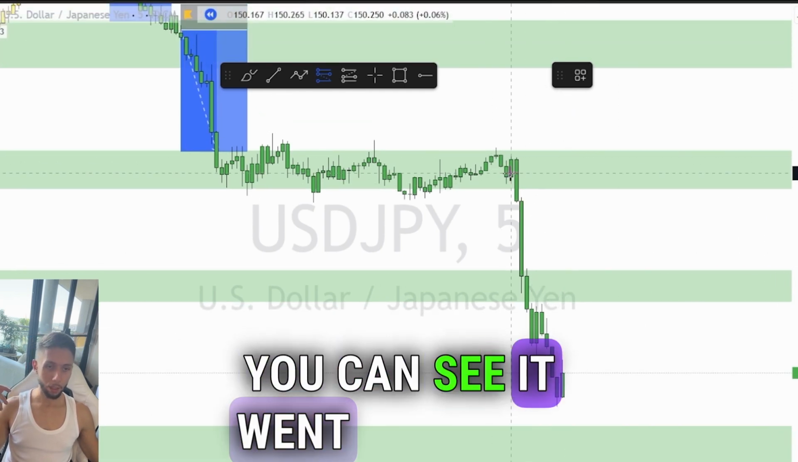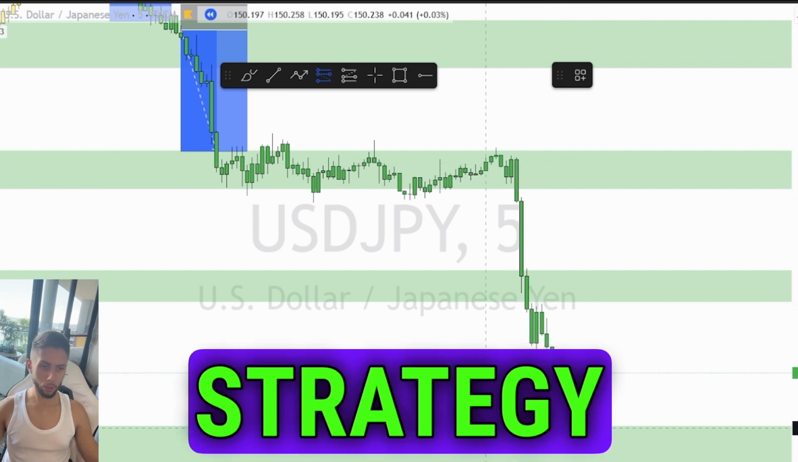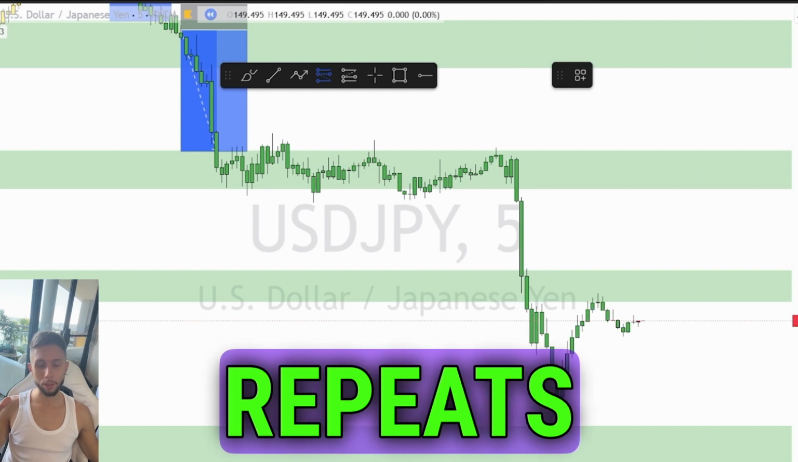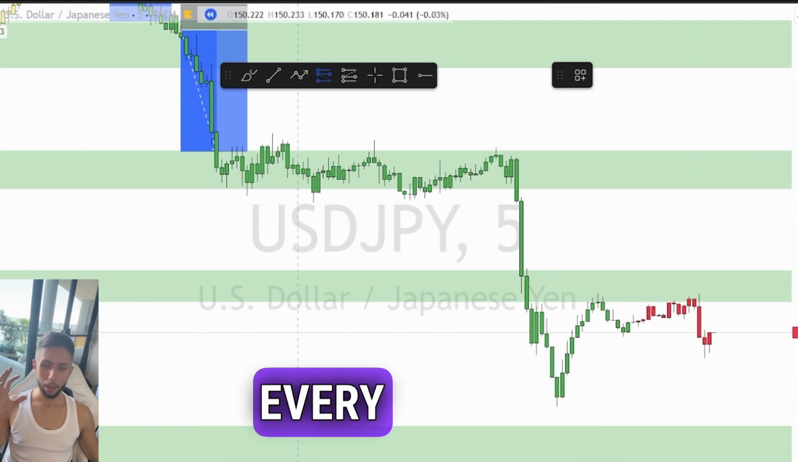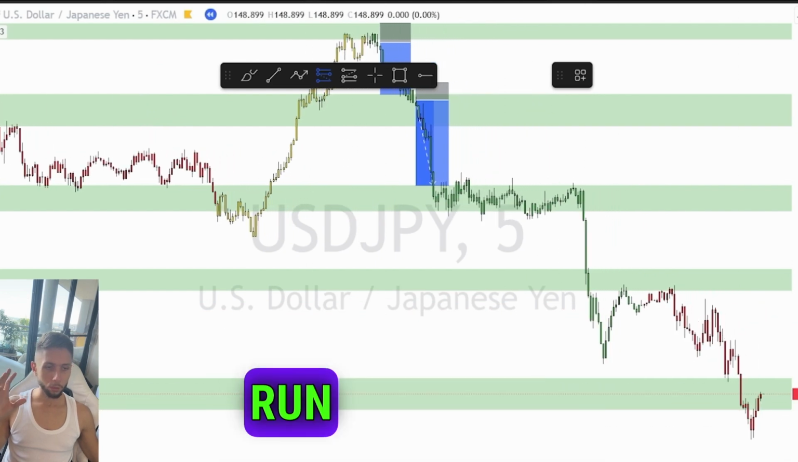You can see it went straight through from a zone to another zone. And this is essentially what the strategy is all about. You went from a zone to another zone. This repeats every single day, again and again and again. I'll just let the charts run as I talk.